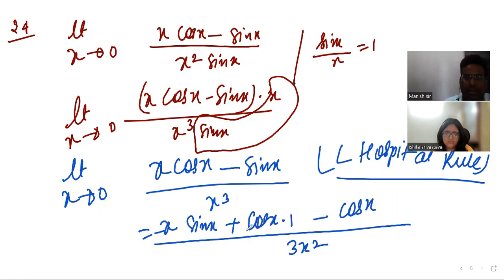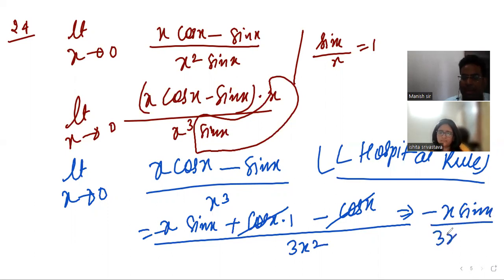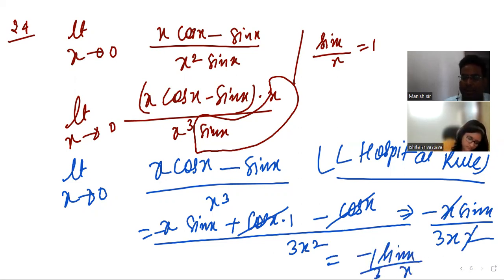So this is getting cancelled, this and this. So remaining is minus of x sine of x upon 3x square. So 1x and 1x will get cancelled. The remaining part is minus sine of x by x into 1 upon 3. So sine x by x will be 1, right? So your answer will be minus 1 upon 3, minus 1 by 3. So please write it down.